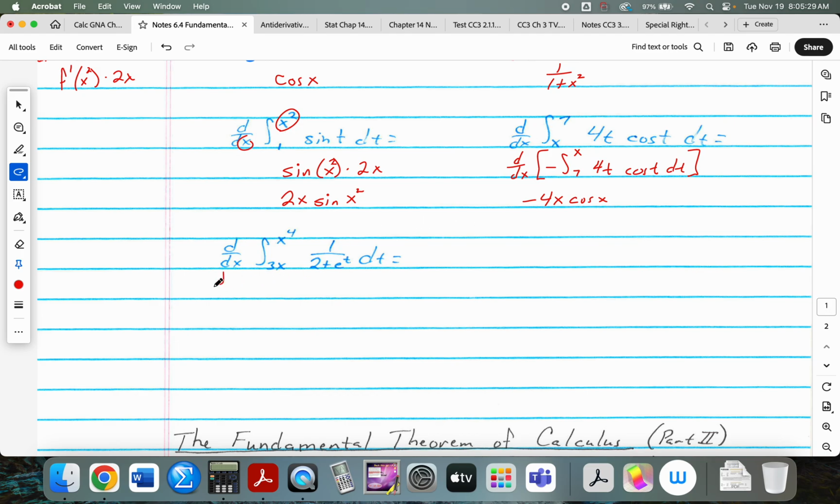So I'm going to take the derivative with respect to x of the integral from 3x to 0 of 1 over 2 plus e to the t dt plus the integral from 0 to x to the 4th of 1 over 2 plus e to the t dt.